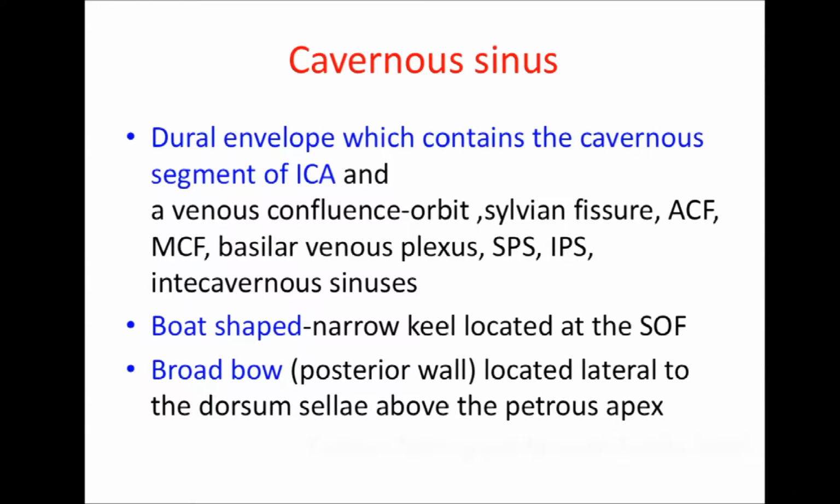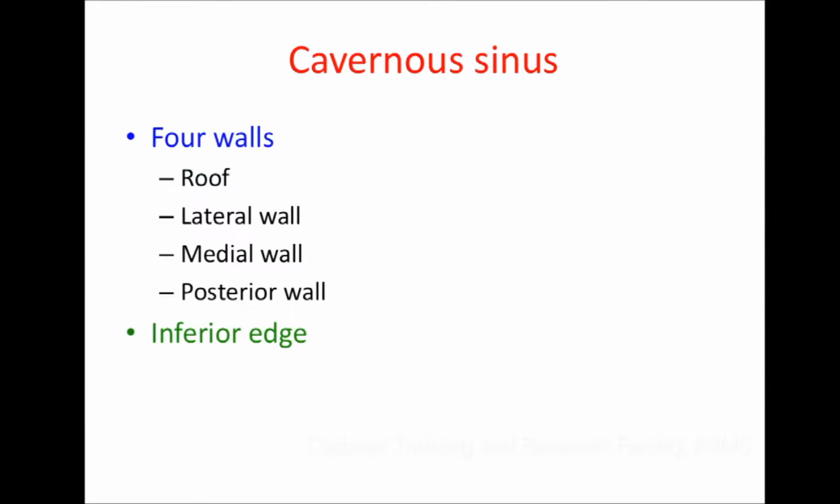Then it's boat shaped. It's like the keel is at the posterior margin of the superior orbital fissure, and the broad bow or the posterior wall is located lateral to the dorsum sella above the petrous apex. It has a roof, a lateral wall, a medial wall, a posterior wall, and a thin inferior edge.